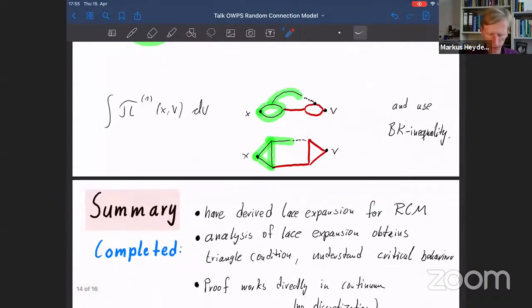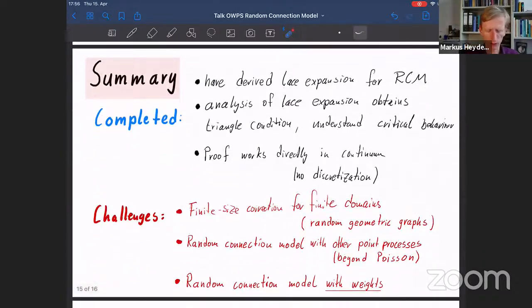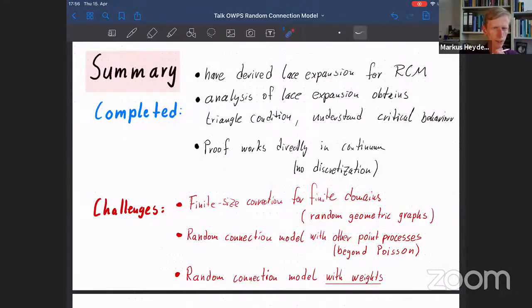Good. So time is more or less up. Let me give a summary of what has been achieved here. So we have derived the lace expansion proof in the continuum setup for the random connection model. The analysis of the lace expansion obtains a triangle condition, and it allows us to have a very good understanding of the critical behavior. And the whole proof is directly in the continuum, so it does not proceed via discretization. So in the past, people said, be wise, discretize, and I feel proud not to be wise, but to not discretize, and to really use this point process theory here.